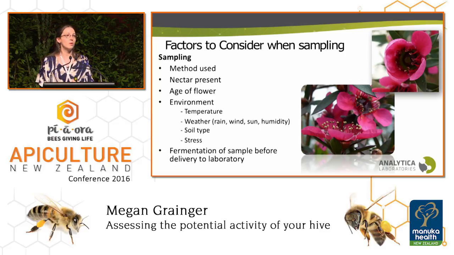We also need to think about when we're sampling what's going on in the environment. Have we just had a massive rainstorm and so all our nectar is washed away or diluted? Is it too cold? I've also heard that Manuka will not produce nectar if it's under 23 degrees. So I'm not sure if this is all samples or all plants, but it's just hearsay at present. We also want to think about the soil type and how much stress this plant is under.